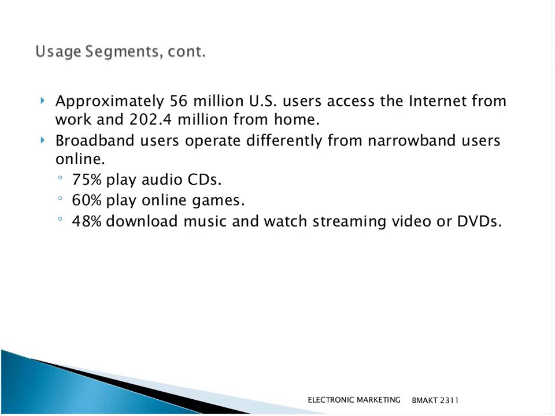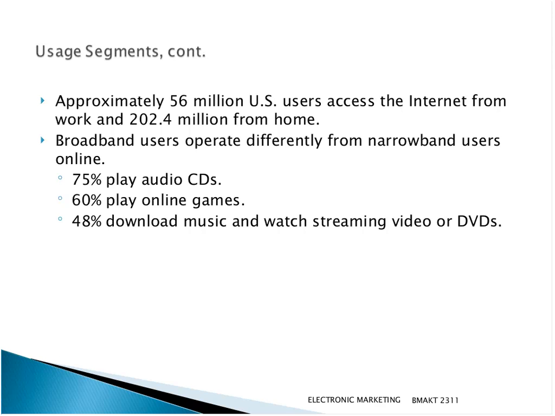In continued usage segment, approximately 56 million US users access the internet from work and 202.4 million from home. So you can see a significantly larger number from home in comparison with office usage. Broadband users operate differently from narrowband users online, simply because broadband is much easier. You can have it everywhere, and it gives you convenience of usage, in comparison with narrowband users, which is normal fixed lines or any type of internet which is not broadband.